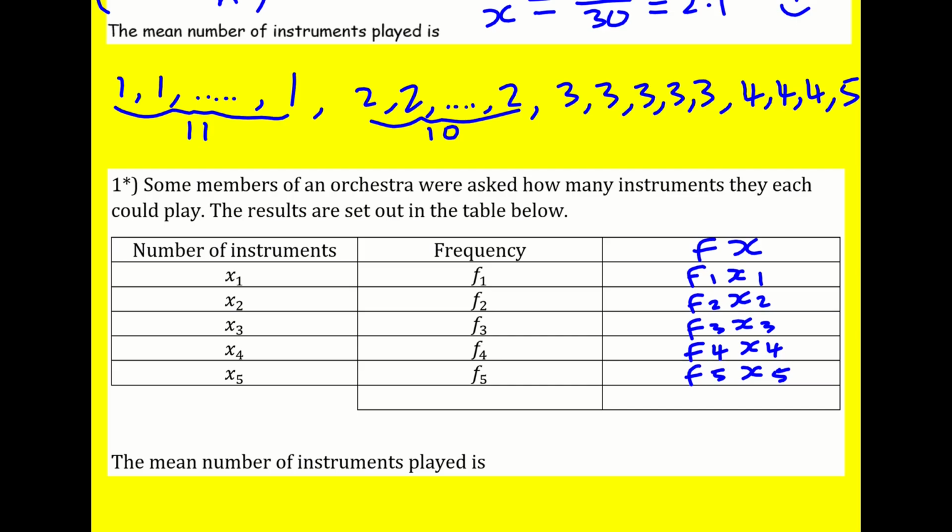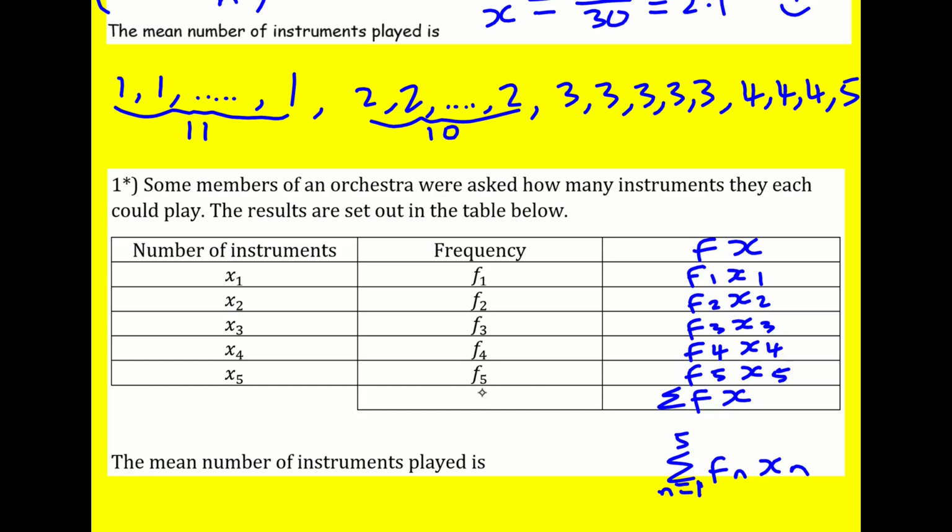Right, now what happens when I add all of these up? It's going to be f1x1 plus f2x2 plus and so on. There's a really nice way we can write this. We can simply write it as the sum of fx. That is what it is. If you want to write it in full, you can say it's the sum from n equals 1 to 5 of fn xn, but it's absolutely fine to just abbreviate it, and that means exactly the same thing.